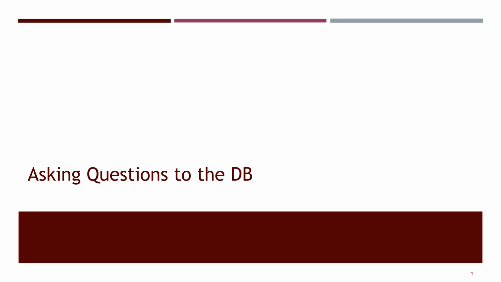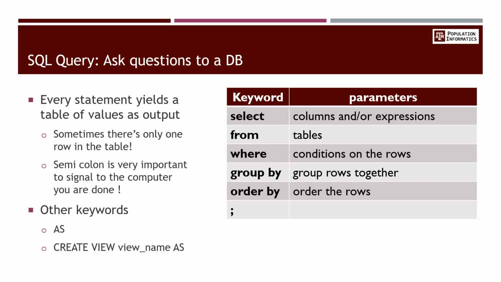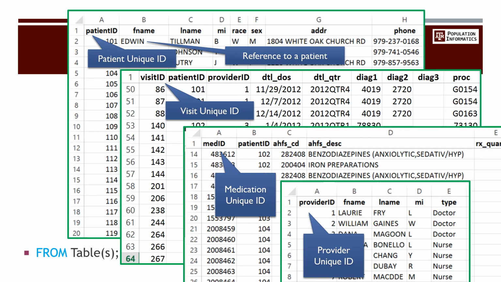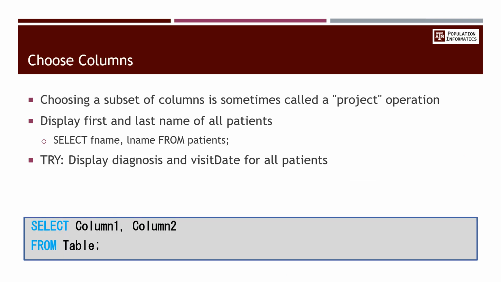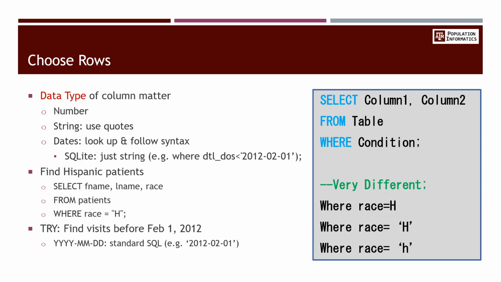Now we are ready to learn how to ask questions to the database to extract information. Let's first recap how to write SQL queries. First, identify which tables hold the information you need. Then, identify which columns you need. Now, which rows do you need? Can you build your conditional statements to pull them out, thinking about the data types?